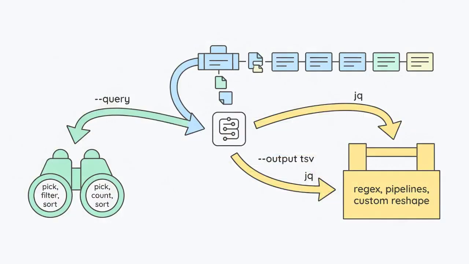Choose your tool by complexity. Query is your first move for simple field picking, filtering, counting, and sorting. It does the job before any data leaves Azure. Output TSV shines when you need to pipe names into other az commands, such as xargs, az vm delete, and --ids, because it produces unquoted headerless rows. Reach for jq only when JMESPath cannot express what you need: multi-step pipelines, regex transformations, or custom reshaping that demands a full programming language.